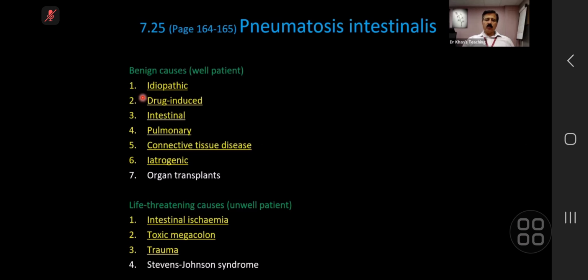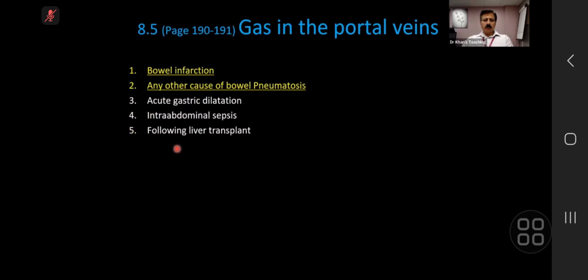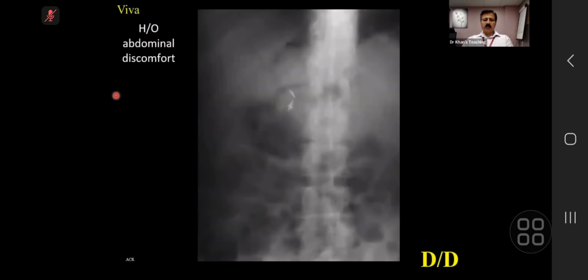What happens is that these bubbles, idiopathic means we don't know what has happened. These bubbles might burst, and these patients might come to the hospital with pneumoperitoneum. But this is what we call pneumoperitoneum without any peritonitis. So you have to understand this. This is a very important exam case. Gas in the portal vein has a differential, which is here. All of you know this, infarction, etc.